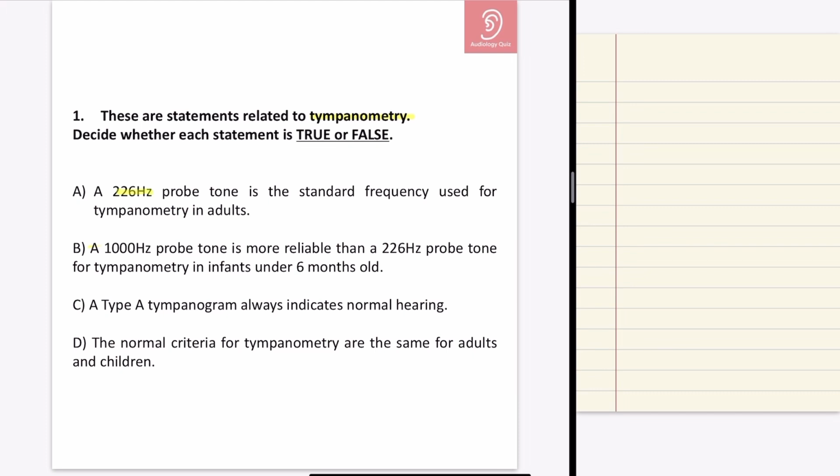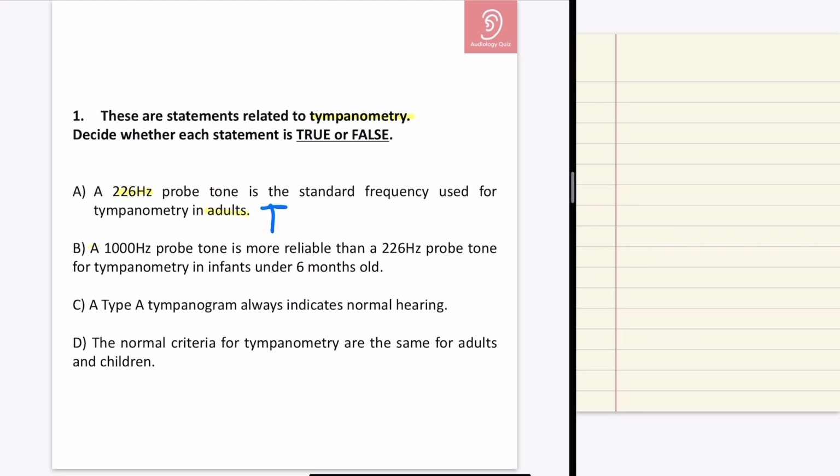A. A 226 Hz probe tone is the standard frequency used for tympanometry in adults. This statement is true. A 226 Hz probe tone is the standard for adults because their middle ear system is sufficiently stiff, allowing for accurate compliance measurements.